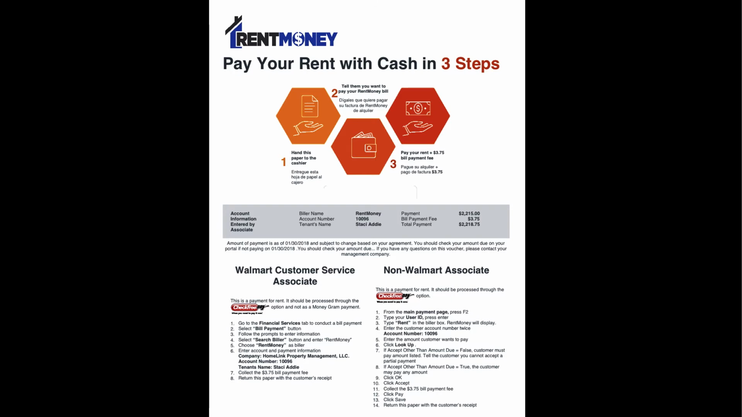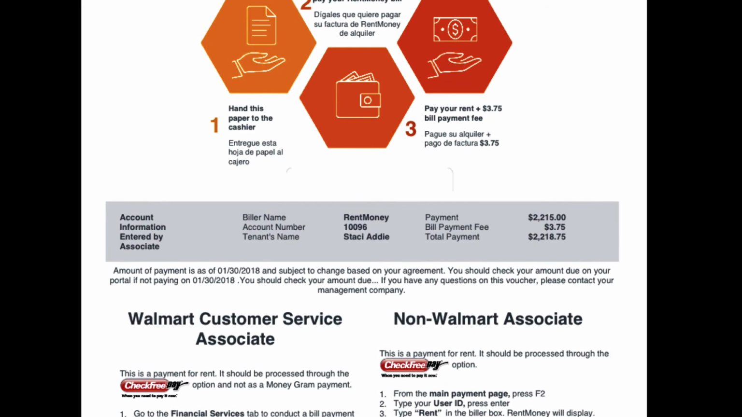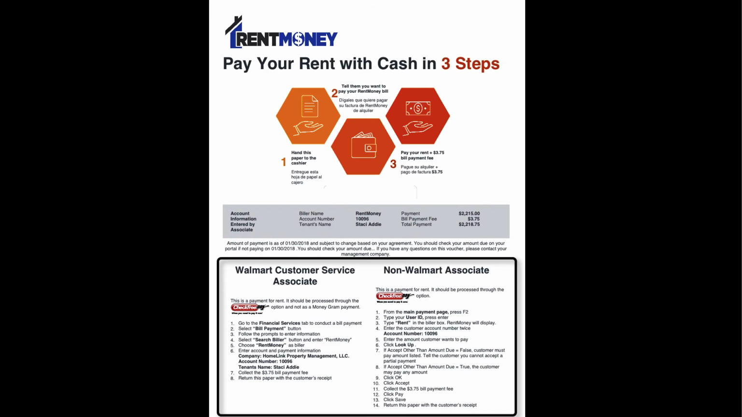The cash payment voucher will include the biller name, your account number, your name, payment amount, bill payment fee, and total payment amount. The account code generated on your voucher is a unique number that will never be changed or duplicated for another tenant, and it is what ties your cash payment to your tenant ledger. Just below the tenant information, the voucher also includes detailed instructions on processing the payment for in-store personnel.